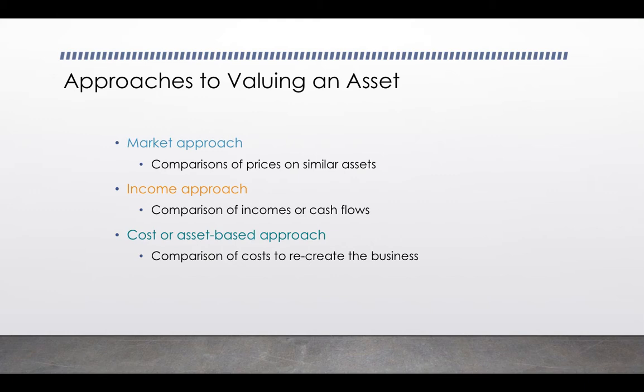You can see market approach involves comparing prices on similar assets. So you might use this to determine ticket prices for an upcoming season. You might look at other ticket prices within similar markets for similar products, and that might be a way that you employ market approach. Income approach, you can see, is the comparison of incomes or cash flows.